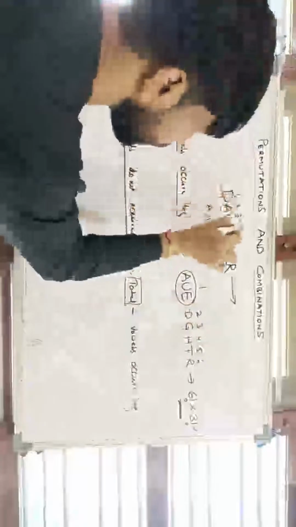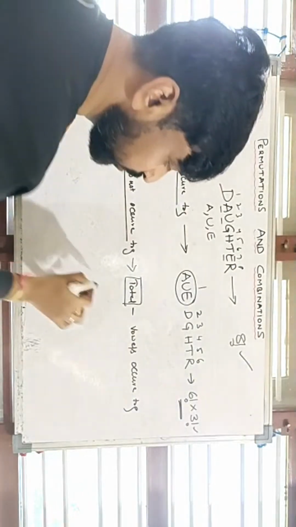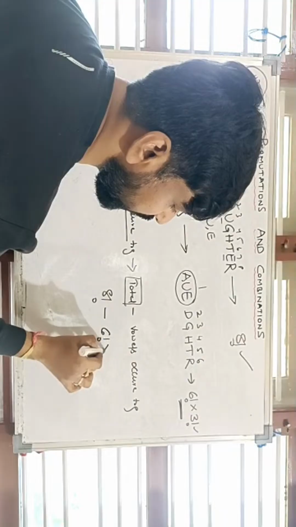How many letters does this word have? 1, 2, 3, 4, 5, 6, 7, 8. 8 letters can be arranged in 8 factorial. Check, are there any repetitions? No repetition, so no denominator factorial. This is your total case. So total 8 factorial minus 6 factorial into 3 factorial.